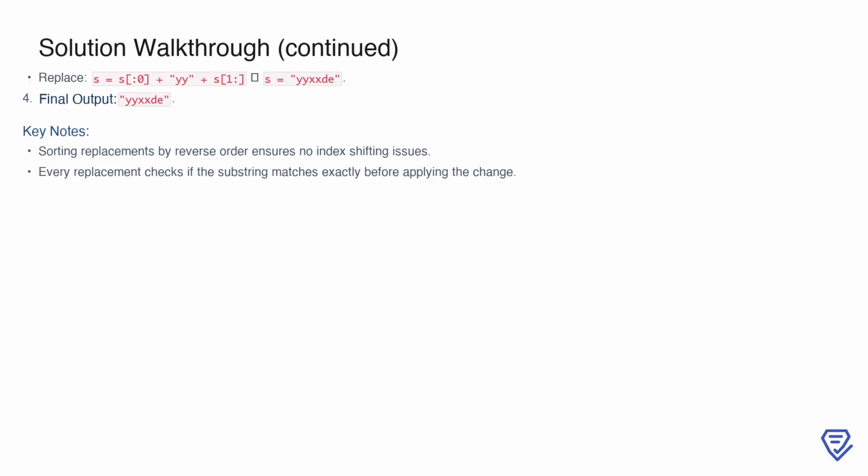Key points to note from this example include the importance of sorting the replacements in reverse order to handle overlapping indices without causing unintended shifts. Additionally, each replacement is only applied if the substring matches the source exactly, ensuring the integrity of the operation. By following this method, we can handle string replacements efficiently and correctly, even in cases with overlapping indices or mismatches.